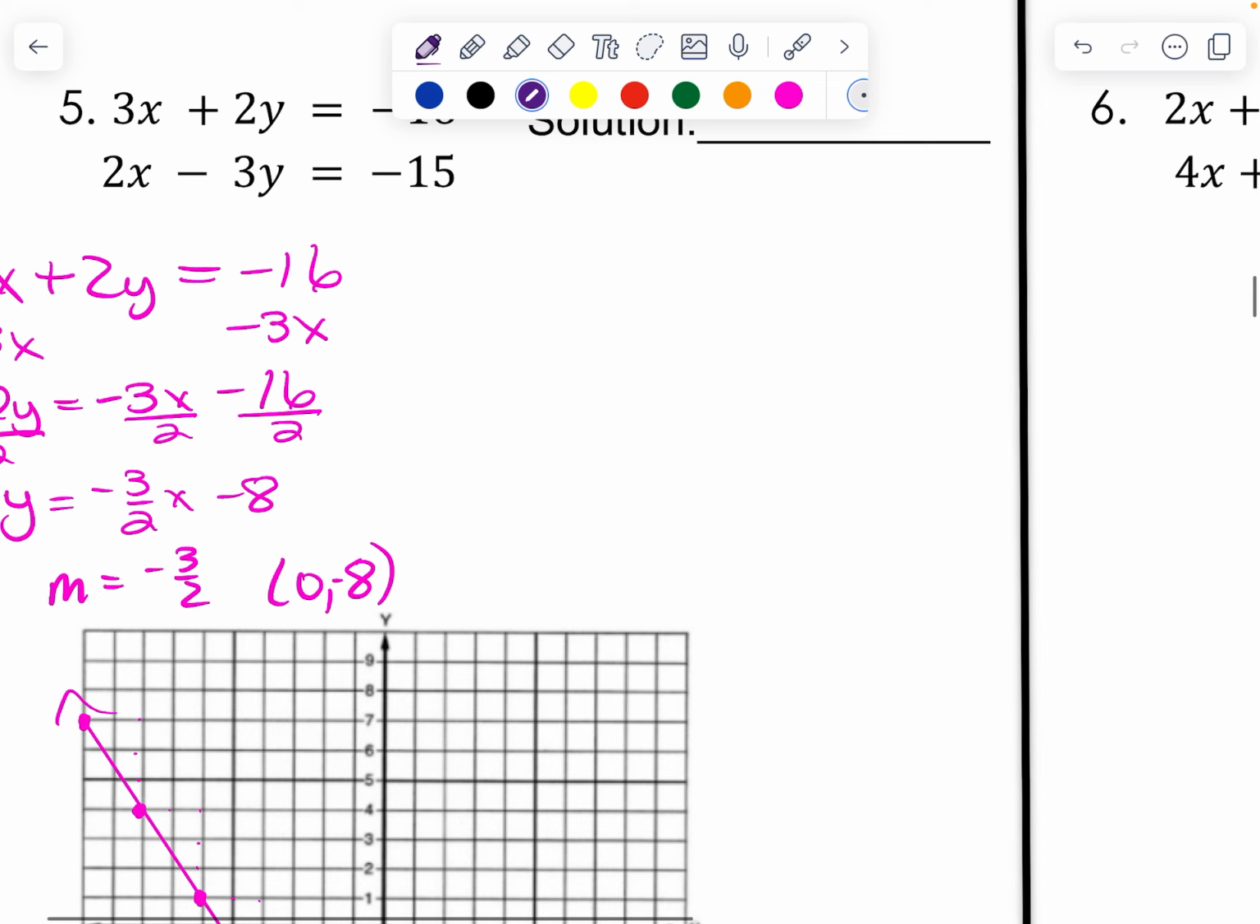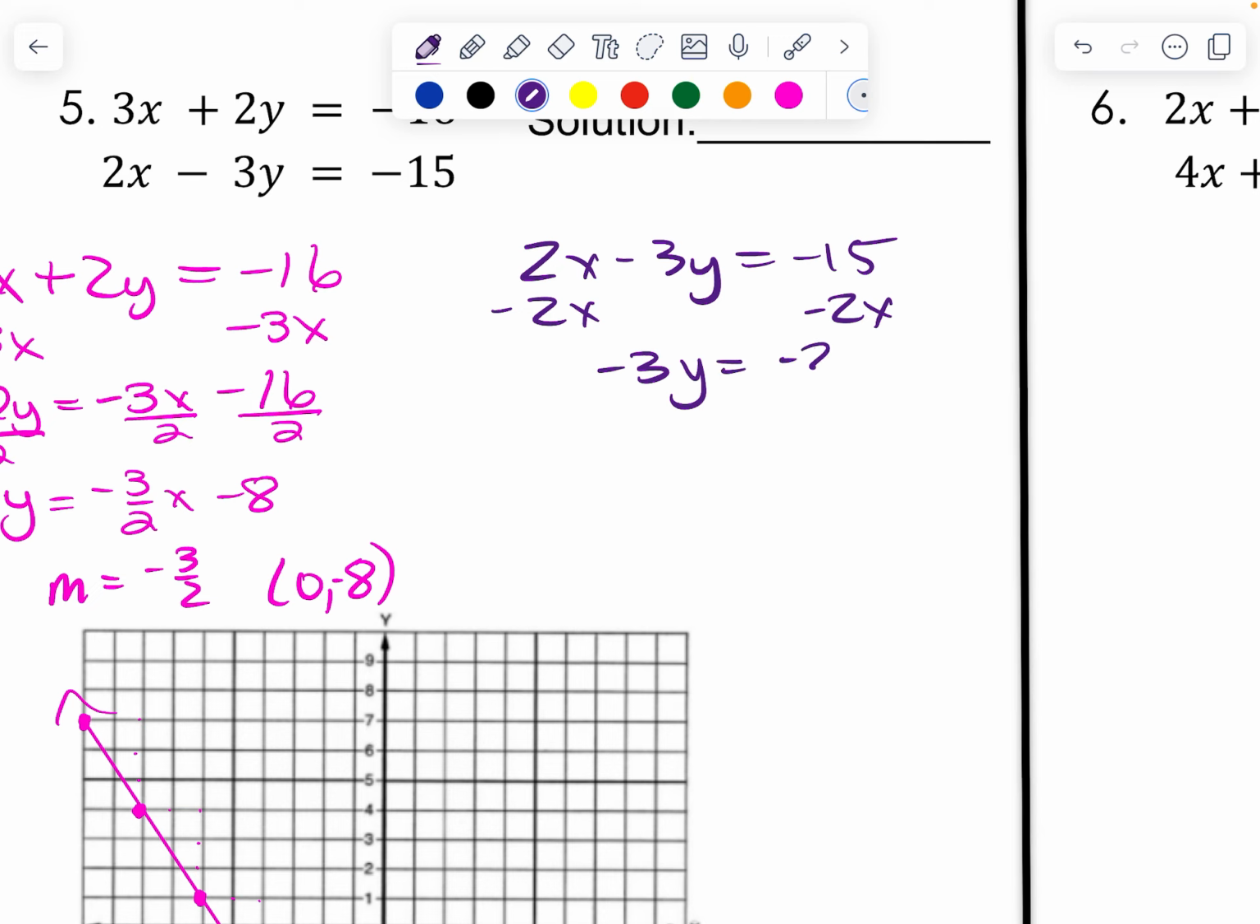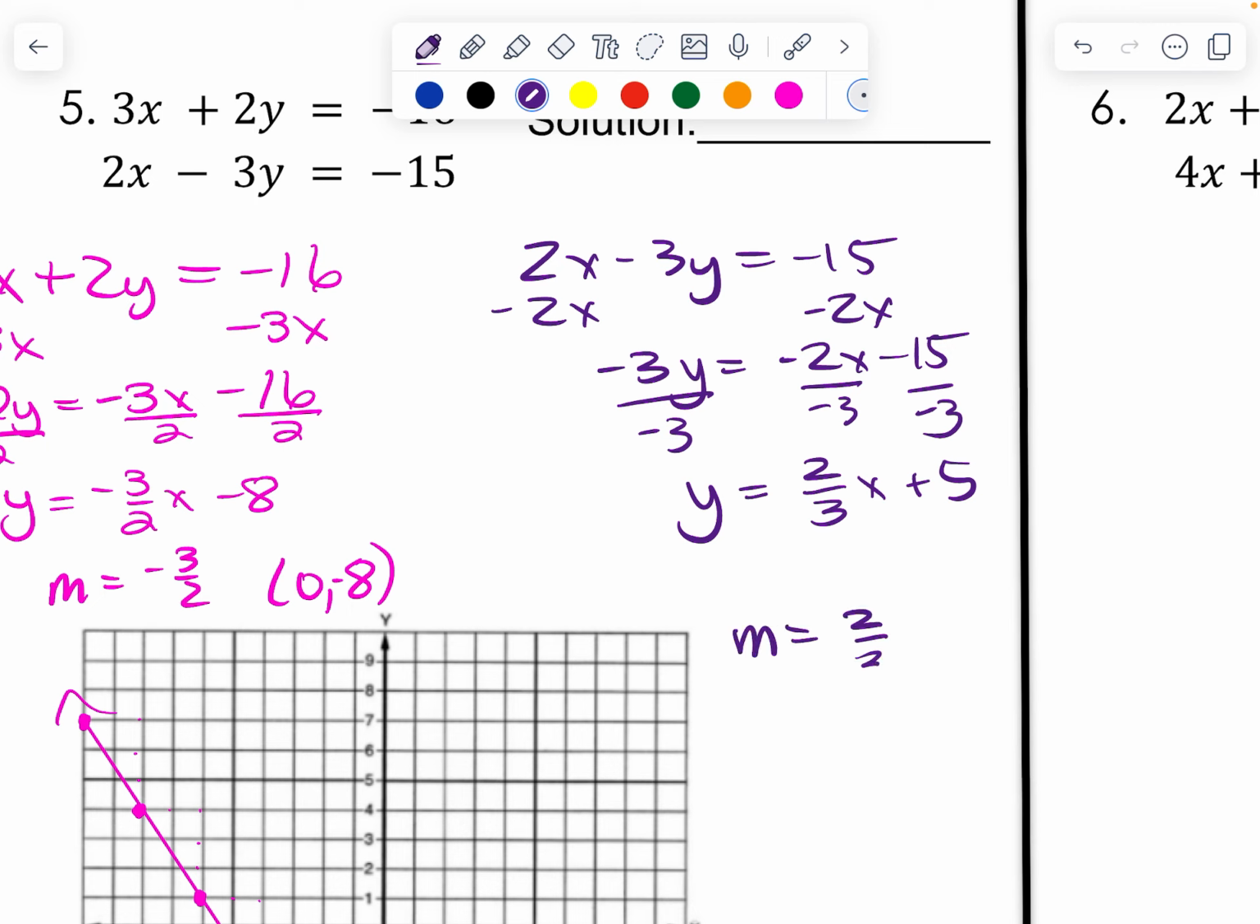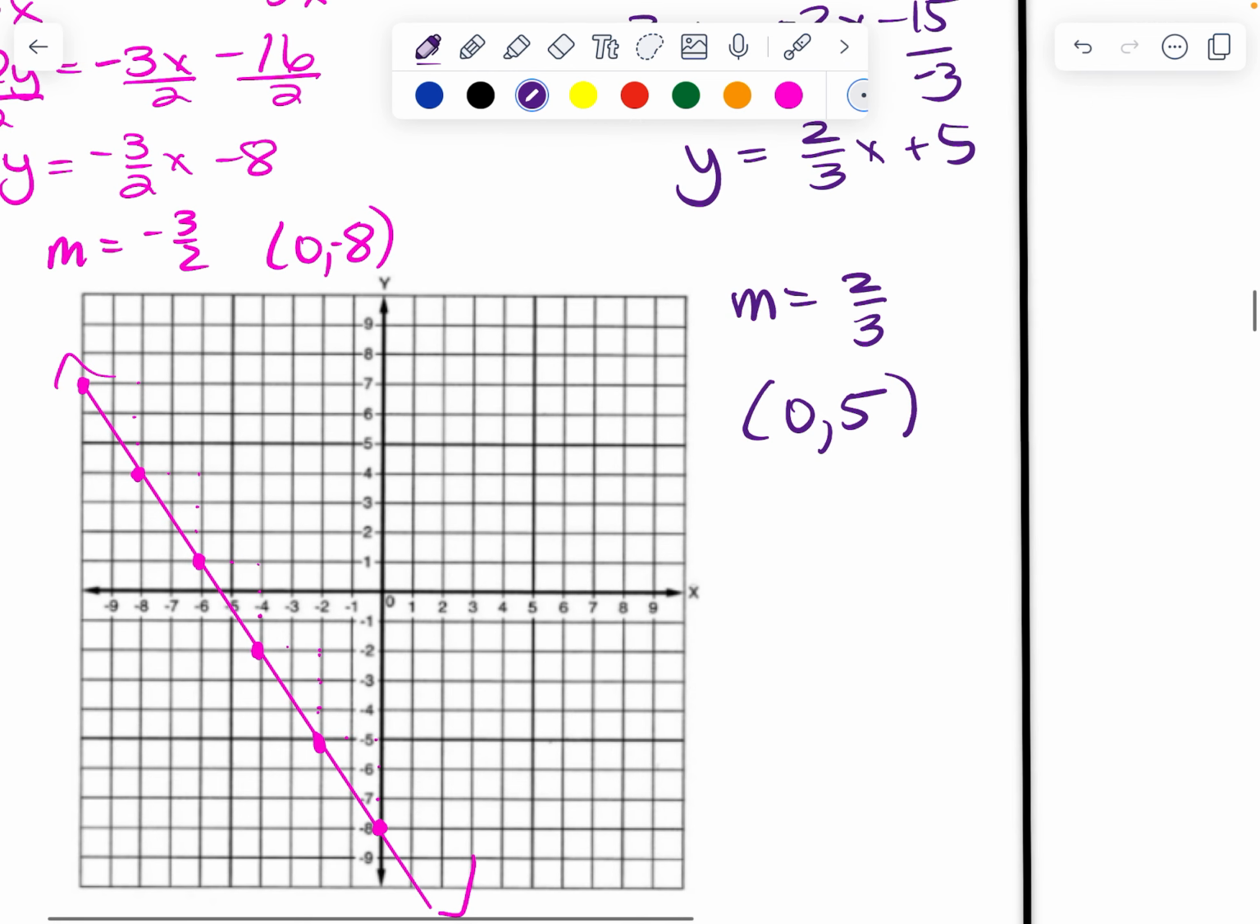And the other equation, 2x minus 3y equals negative 15. I subtract 2x from both sides. I get negative 3y equals negative 2x minus 15. I divide by negative 3, and y equals 2/3 x plus 5. So the slope on this is 2/3, and the y-intercept is 5. So I go to 5.